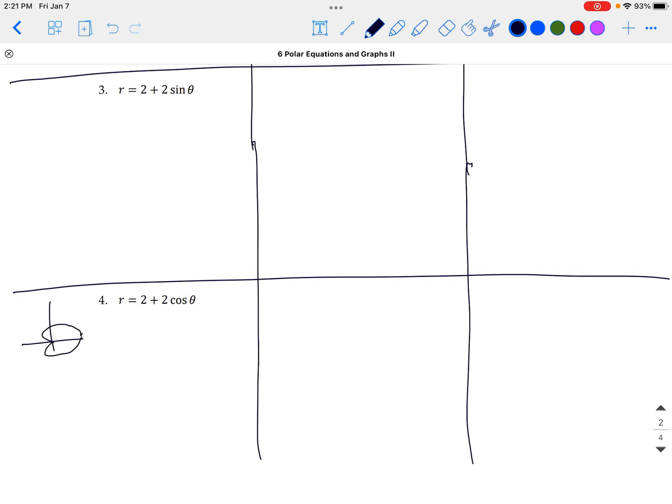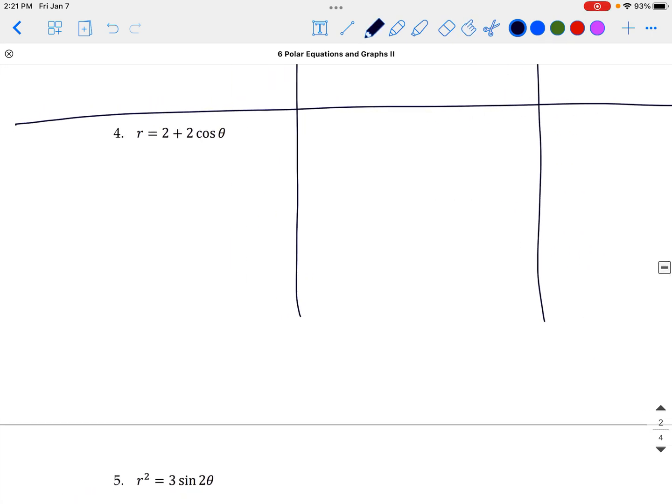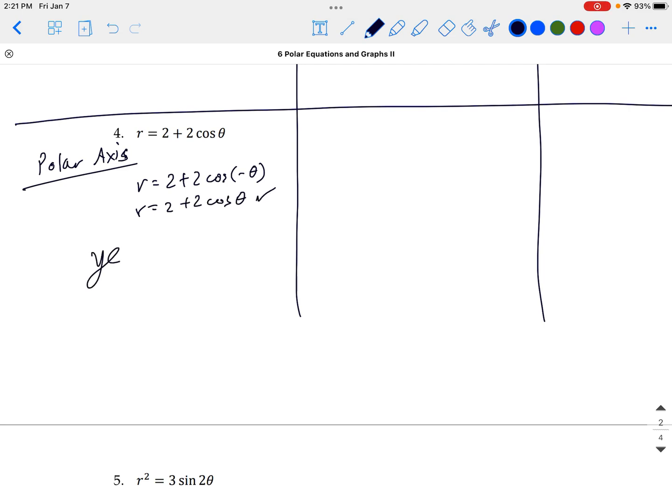We're going to get that sort of heart-shaped graph. So it looks like we should get some specific symmetries here, but we want to prove it. So we'll do number 4 and we'll skip number 3. For the polar axis, and note you can have multiple symmetries, so you can have more than one symmetry, we'll do r is equal to 2 plus 2 cosine negative theta, which obviously gives us our original equation. So it definitely has polar axis symmetry.